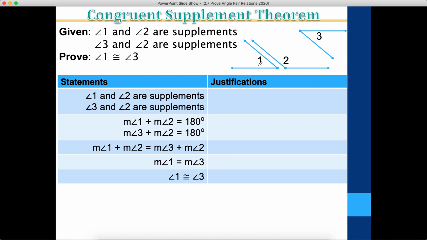You can kind of tell that 1 and 2 are supplementary based on the fact that they almost make a linear pair. Like if I moved this angle over a bit, then it would be a linear pair. But anyway, we're going to just assume that this is true because I told you so.